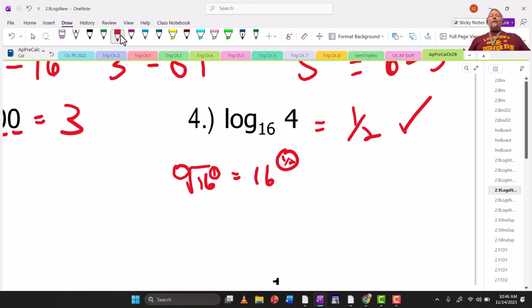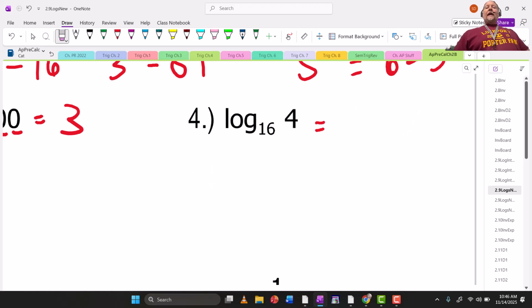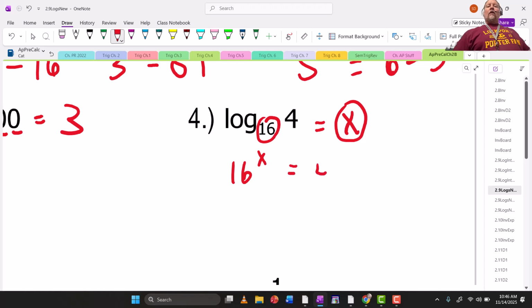I have another way that we could do this, and you may or may not like this. Here's an escape. You could actually make this x in your head. You could say, all right, this is what I'm trying to solve for, some unknown. 16 is the base. X is the exponent. 4 is the answer. And then you could solve this.